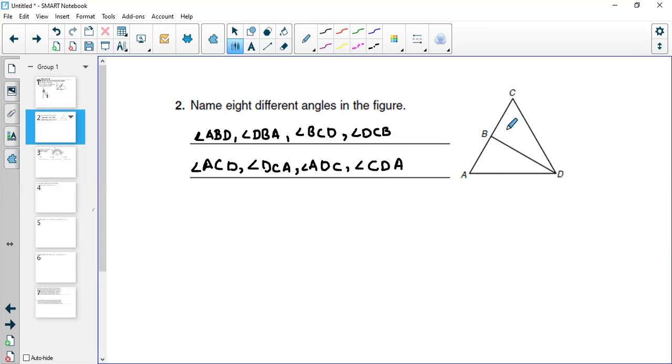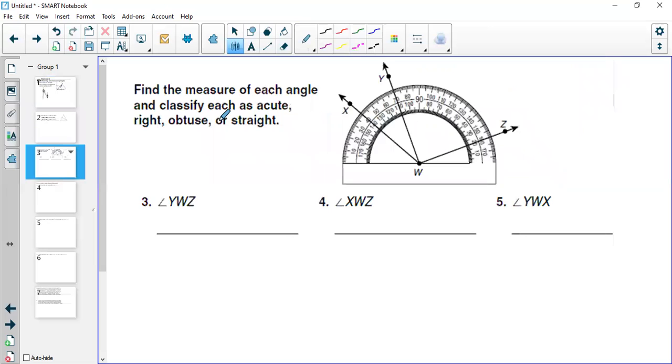You must have got something more than this. For example, BCD, you can name it. Okay, we already named BCD. You can even say DCB, that we also wrote. The other one is ADC, already we wrote. CAD, we did not write CAD, so you could say CAD or DAC. So they asked for 8, we wrote 8. Fine. So find the measure of each angle and classify as acute, right, obtuse, or straight.